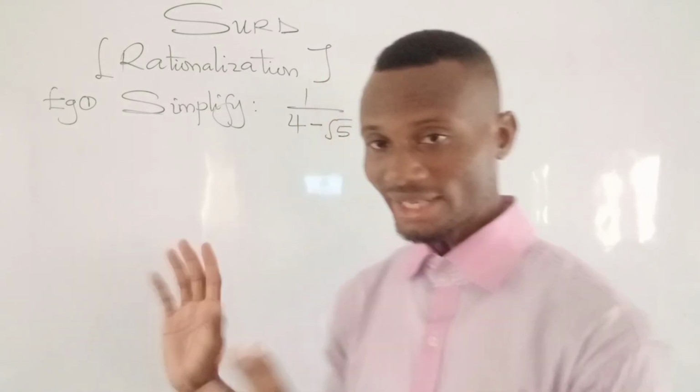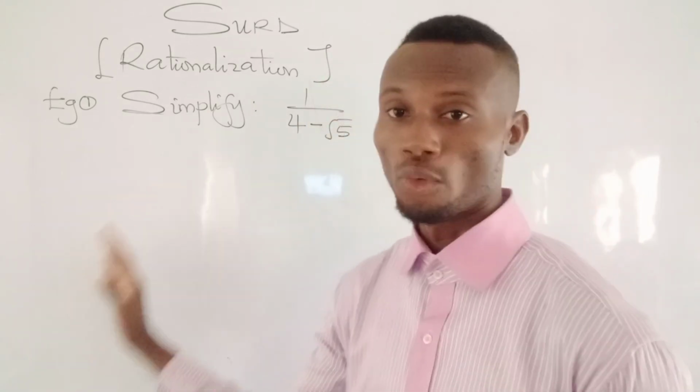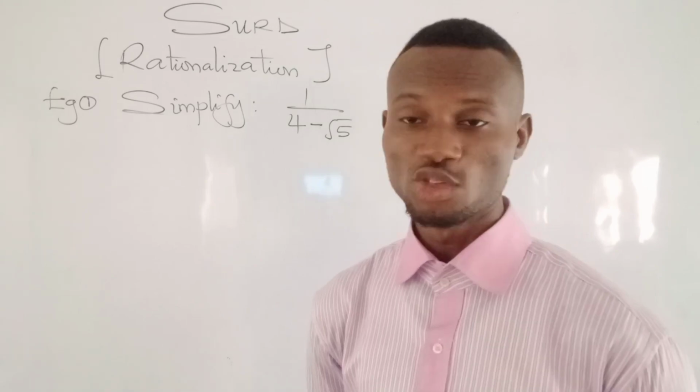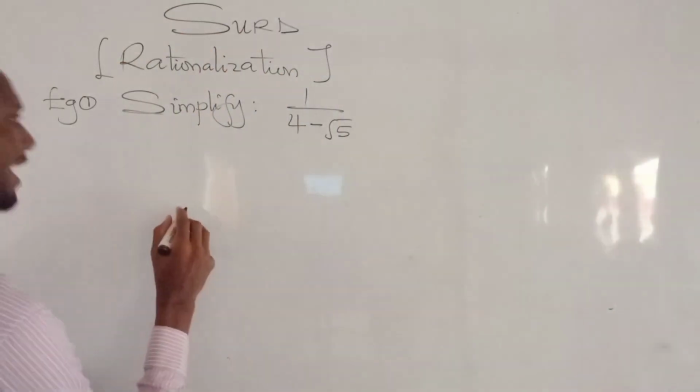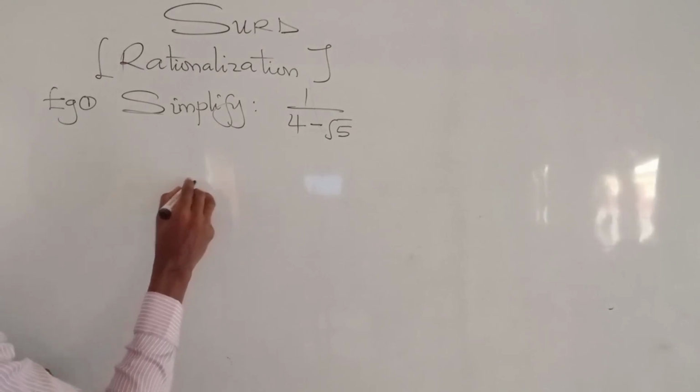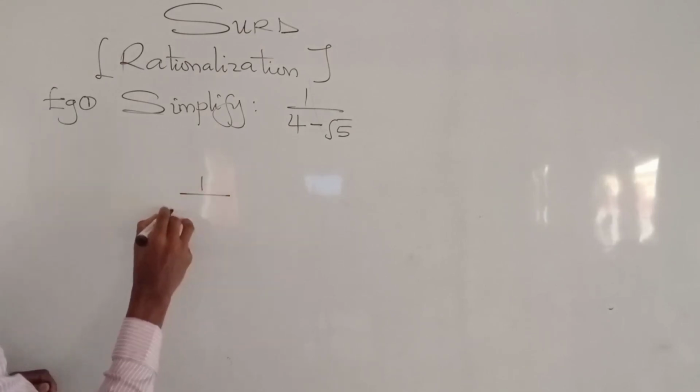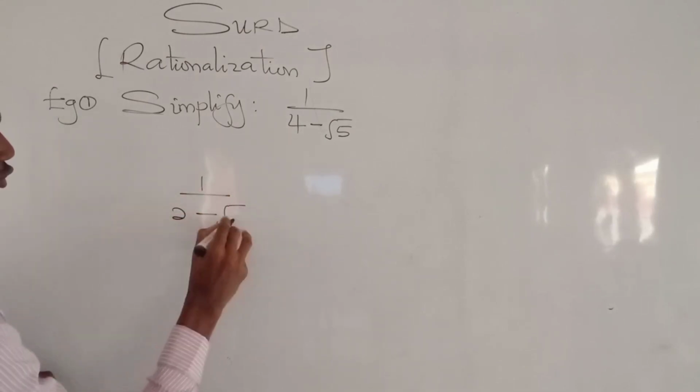Now let me write an example which is similar to this and use it to explain it to you before we proceed. So assuming I have something like this. Let's say I have 1 over 2 minus root 3.